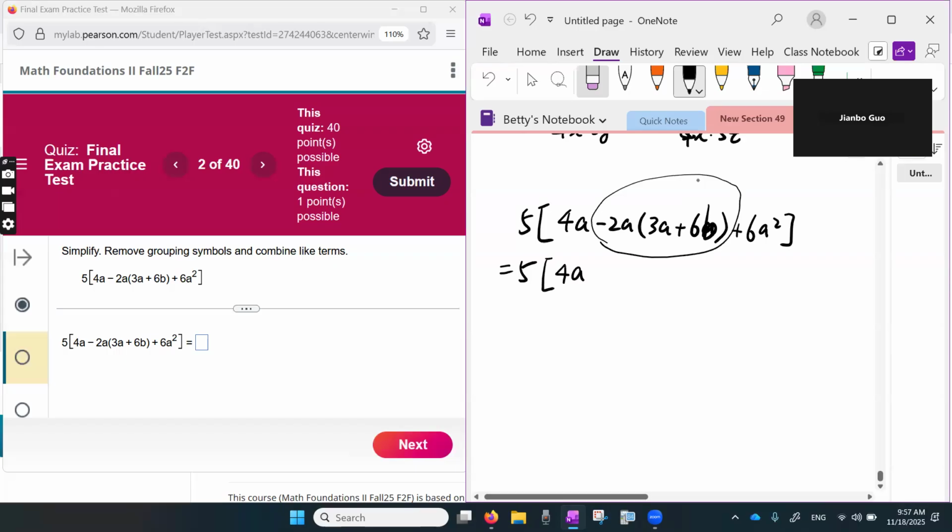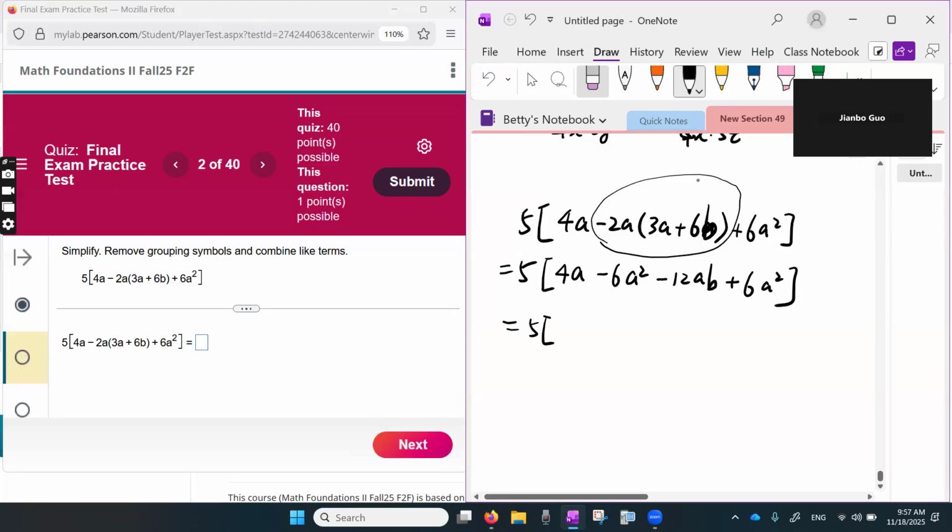So we bring down 4a and we distribute the coefficient of the parentheses, negative 2a. Negative 2a times 3a, negative 6a squared. Negative 2a times 6b, negative 12ab. For the 6a squared. We don't rush to apply the distributive property the second time to remove the bracket yet. Before that, we need to simplify what we have in the bracket.